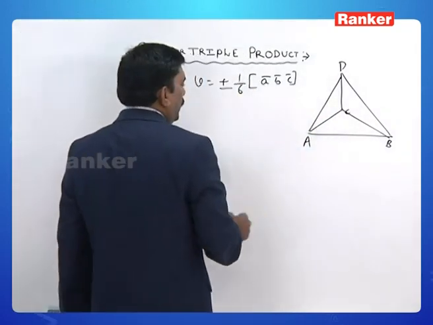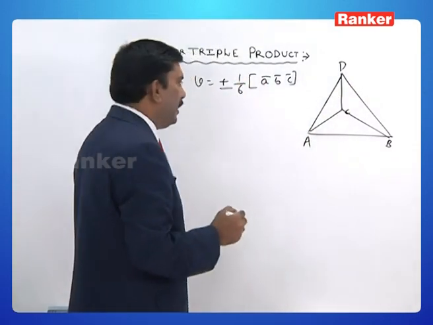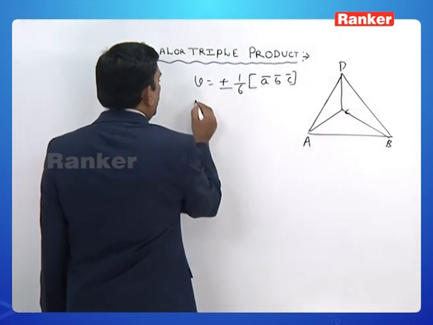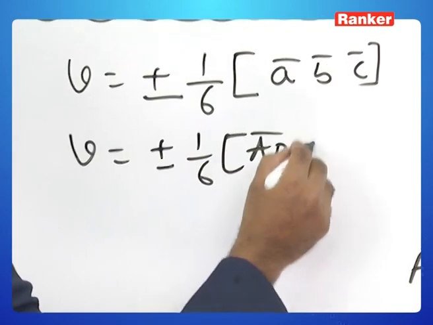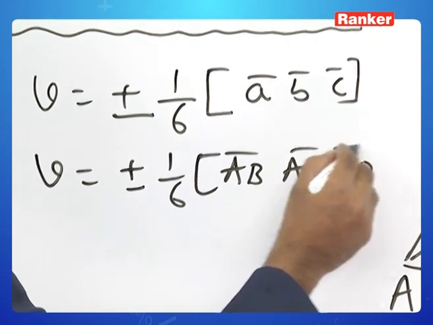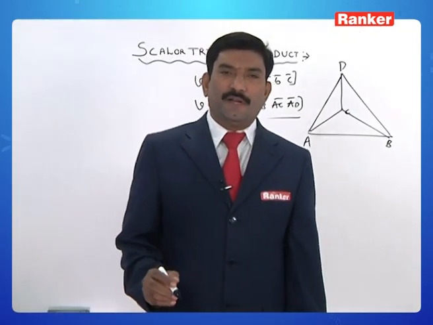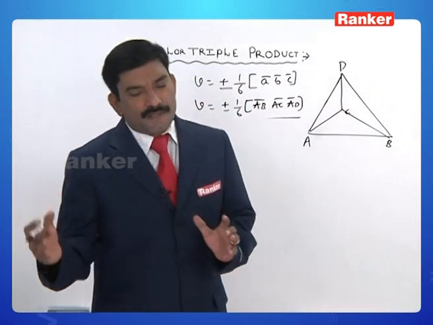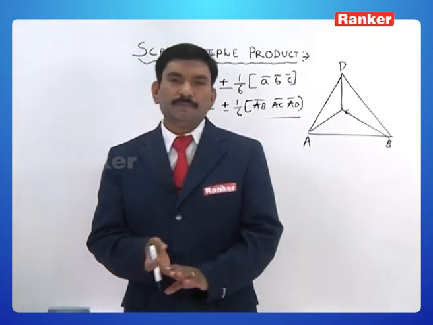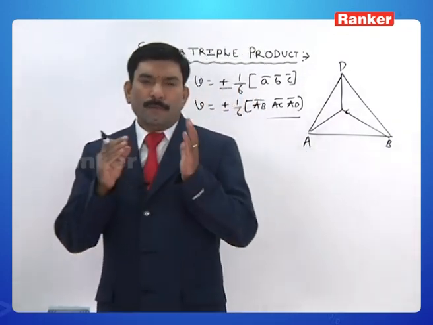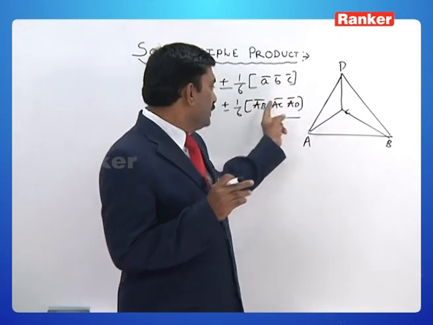So therefore, now if I take the sides as AB bar, AC bar, AD bar, instead of this I can also write 1 by 6 into box of AB bar, AC bar, AD bar. Followed? 1 by 6 into box of AB bar, AC bar, AD bar, where plus indicates right-handed system, minus indicates they are in left-handed system.